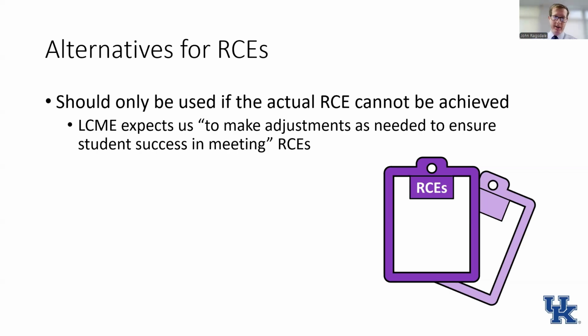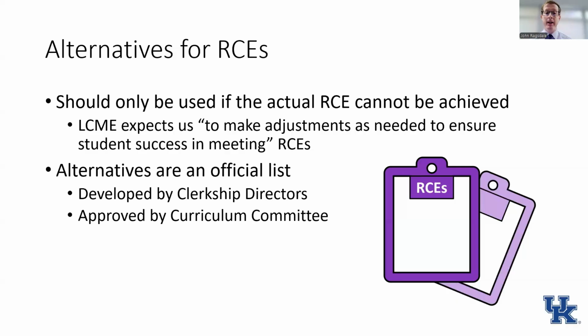So it may mean, okay, the student hasn't gotten this experience yet. How could we get them this experience? Could we have them change teams next week? Could we have them go into this clinic for a certain day where they're more likely to see that experience? But we should be making adjustments to be able to get the students the actual RCE if at all possible, and then just use the alternative if all of that is exhausted. But the alternatives are an official list. So just like the official list of RCEs, it is a codified, defined list, and it's also developed by the clerkship directors and also approved by curriculum committee.